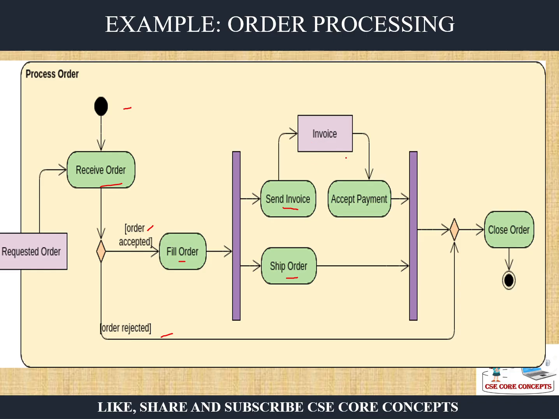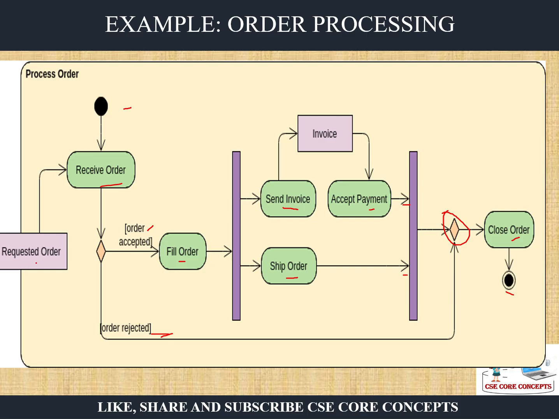You generate the invoice, accept the payment, and you come here. Shipping the order, you come here. Understood? This is a join event. And whatever you are doing after that, you come to a merge event, that is, close the order. If your order is rejected, anyway you are going to close the order, and this is the final state. I hope you understood.